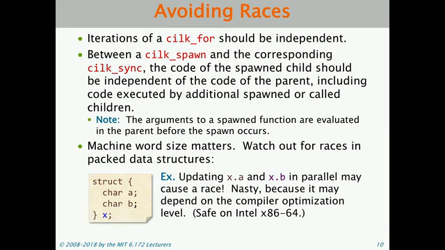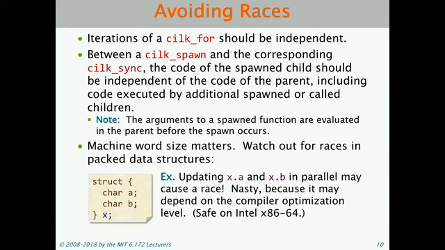So you need to watch out for races when you're reading and writing to packed data structures. Here's an example. I have a struct X with 2 chars, a and b. And updating x.a and x.b may possibly cause a race. And this is a nasty race because it depends on the compiler optimization level. Fortunately, this is safe on the Intel machines that we're using in this class. You can't get a race in this example, but there are other architectures that might have a race when you're updating the 2 variables a and b in this case.